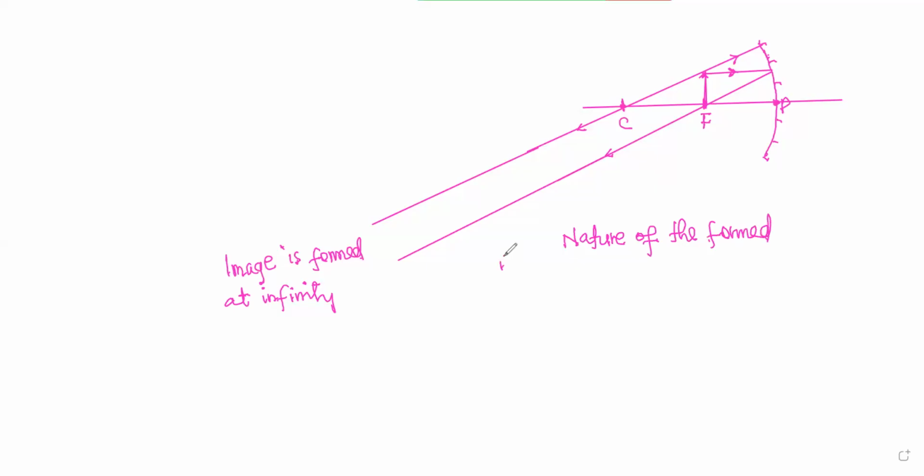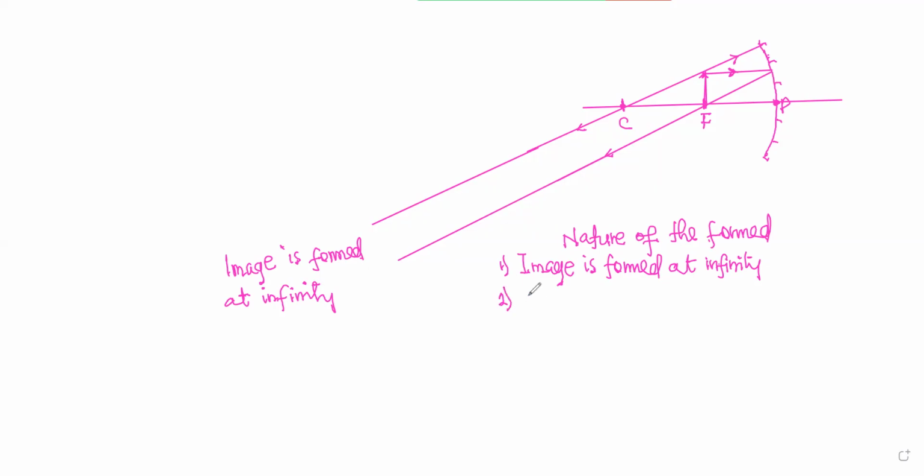One, image is formed at infinity. And infinity is a far place. We can't precisely tell where exactly is infinity, but all that we know is that it's an infinite place.